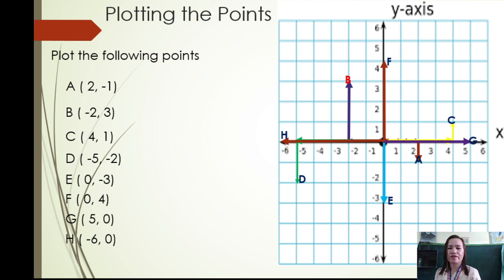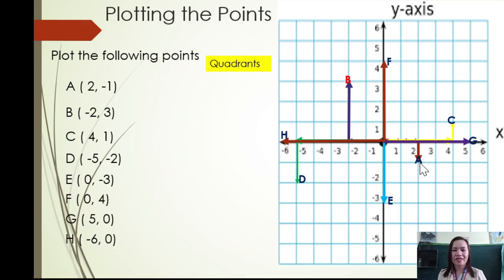That's it. Very good. Now, after plotting the points, we need to identify which quadrant they belong to. Point A: positive 2 and negative 1. The sign of x is positive and the sign of y is negative, so it can be found in quadrant 4, correct? Point B is in quadrant 2. Point C is in quadrant 1. Point D is in quadrant 3.